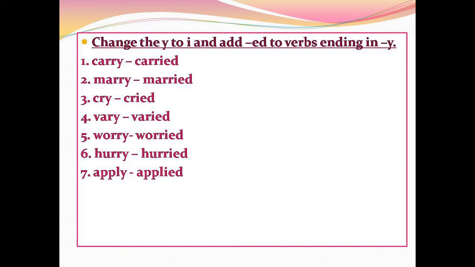Marry, married. Cry, cried. Vary, varied. Worry, worried. Hurry, hurried. And apply, applied. Everywhere remove y and add ied. If a verb is ending in y in the present form, in the past form we will remove that y and add ied.